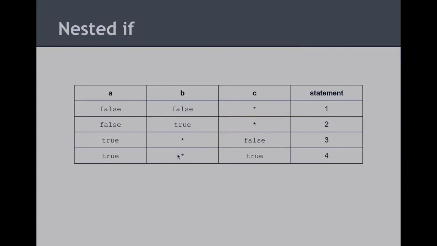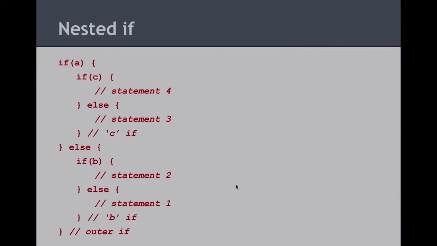On the other hand, for the right-hand side of that diagram, A and C are the ones that matter, and the value of B doesn't matter. So we can make a truth table that shows us the outcome for that nested if statement. Now let's take a look at what that would look like in code. And this is a skeleton that represents that flowchart that we just looked at.